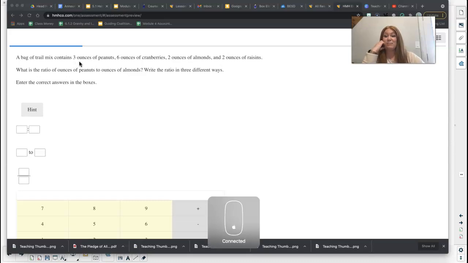So this time we are comparing peanuts, and then we're comparing it to almonds. So it wants peanuts first to almonds. Peanuts first, almonds second, and it wants us to write it 3 different ways. If you remember the 3 different ways, we can put it with a colon, we can use the word to, and we can write it as a fraction.